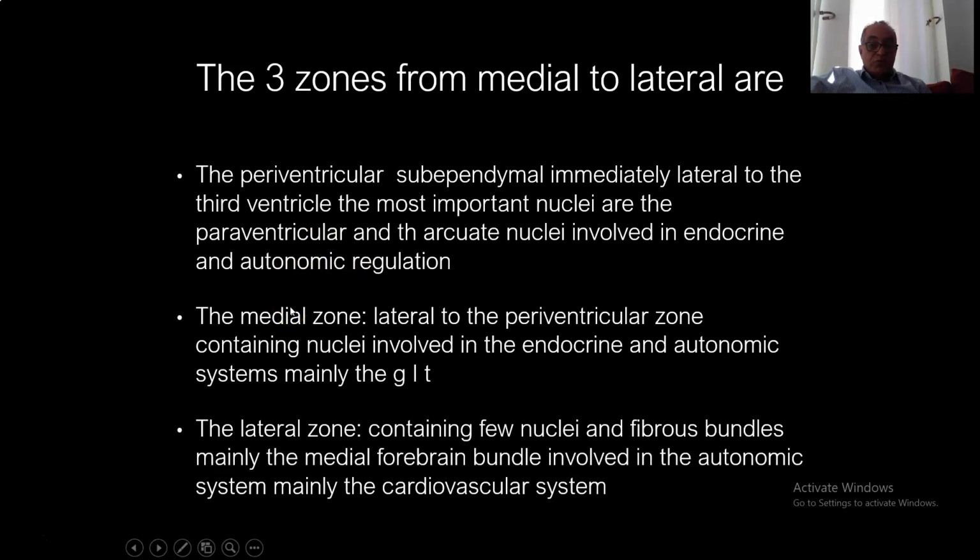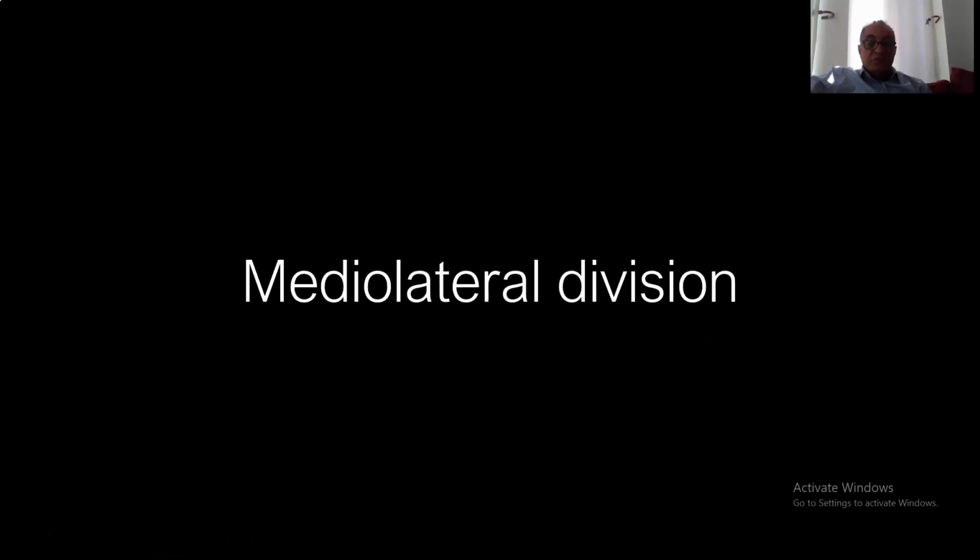The medial zone, which is actually the intermediate zone, lateral to the periventricular zone, containing nuclei involved in endocrine and autonomic system, also mainly the GIT. And the lateral zone containing few nuclei and fibrous bundles, mainly the medial forebrain bundle, involved in the autonomic nervous system, mainly the cardiovascular system. So, the periventricular involved in autonomic and endocrine regulation, the medial zone with the GIT, and the lateral zone with the cardiovascular system.